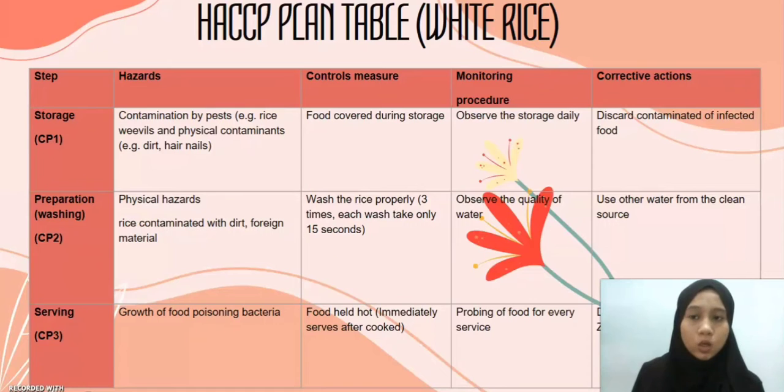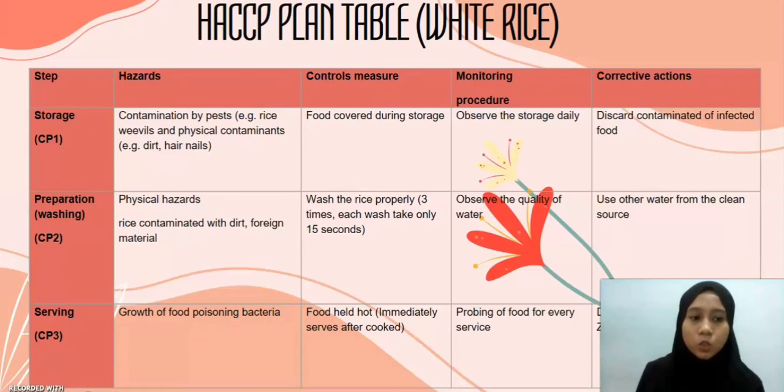is storage. The hazard is contamination by pests such as rice weevils and physical contaminants such as dirt, hair and nails. The control measure is the food is covered during the storage, and the monitoring procedure is observe the storage daily. The corrective action is discard any contaminated food that has been affected.